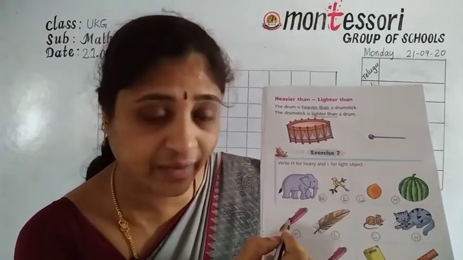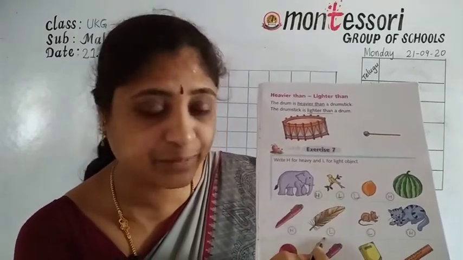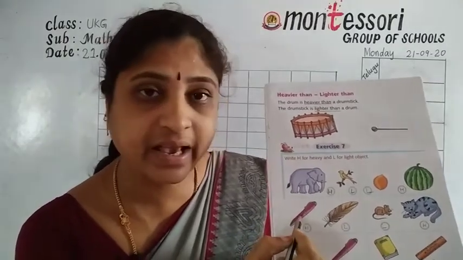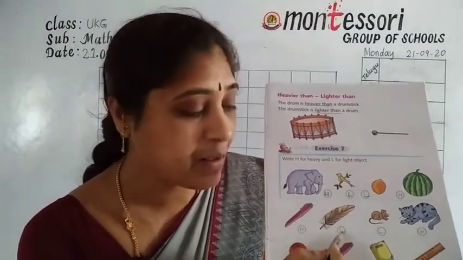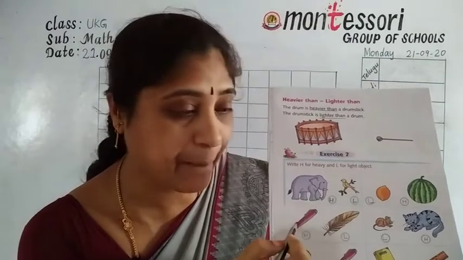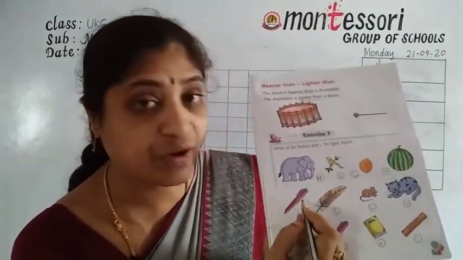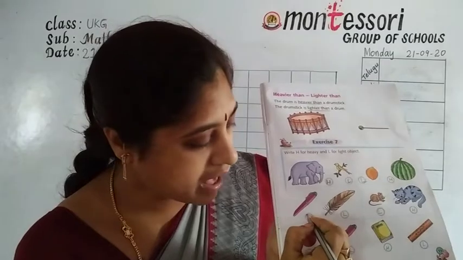Means this one is the heavy. Compare these objects, this one is the heavy, this one is the lighter. The pen is heavier than a feather, the feather is lighter than a pen. And heavy one, what we write? Yes, H.